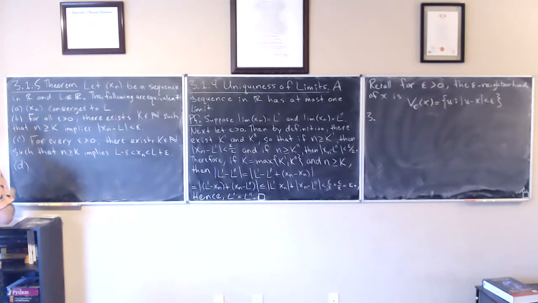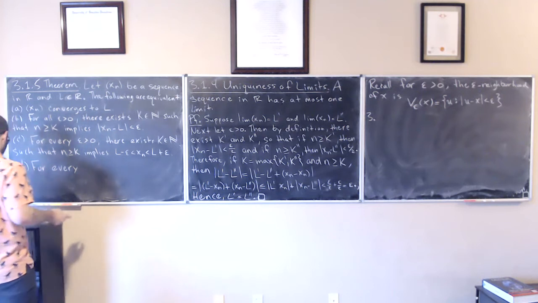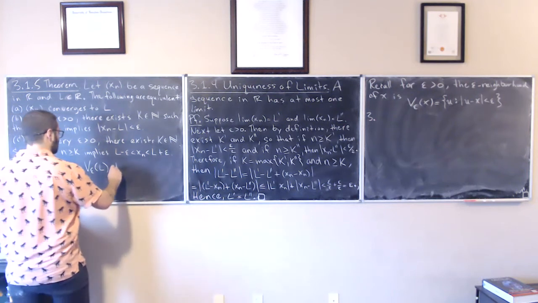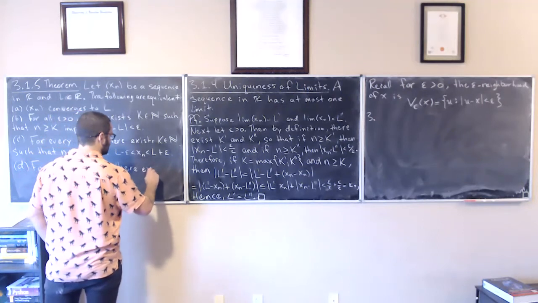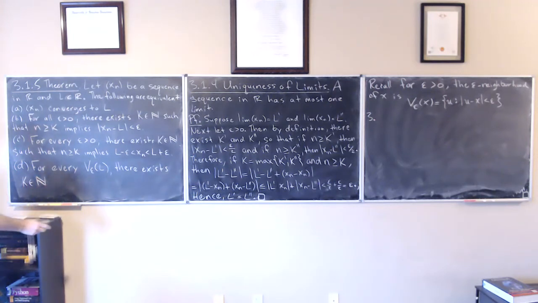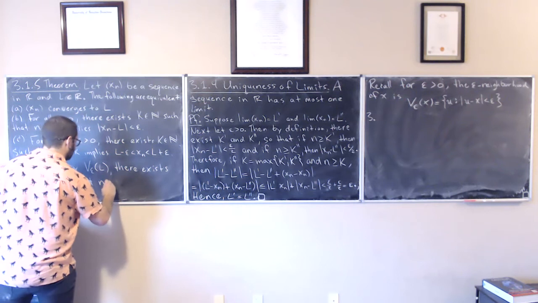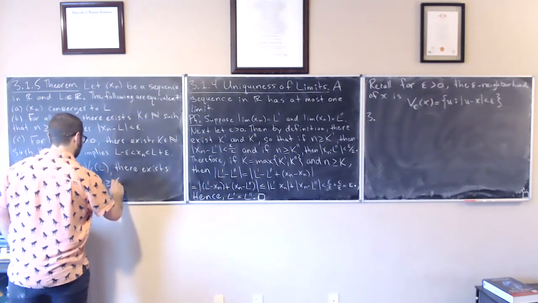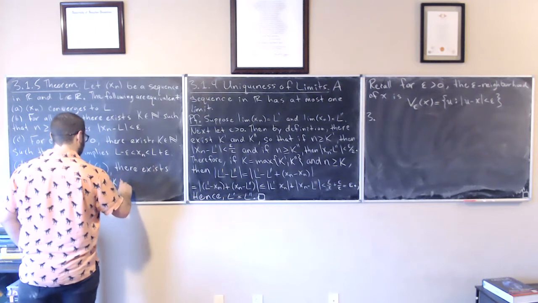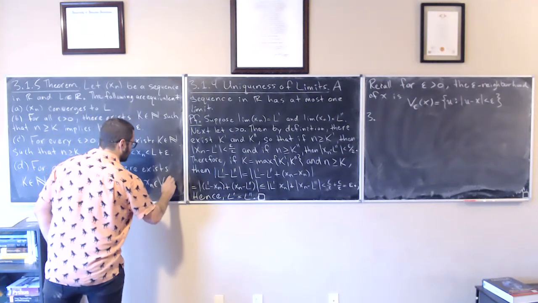And finally, for D: for every epsilon neighborhood around the limit L, there exists some natural number k such that if n is greater than or equal to k, this implies x sub n is an element of that epsilon neighborhood of L.